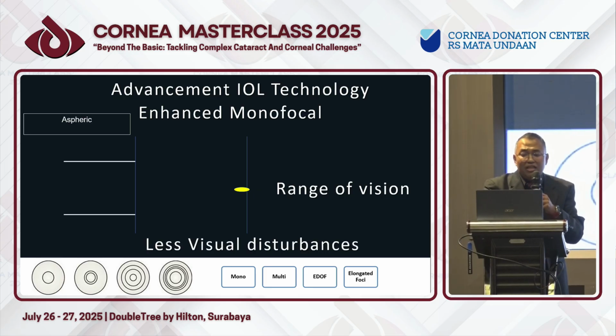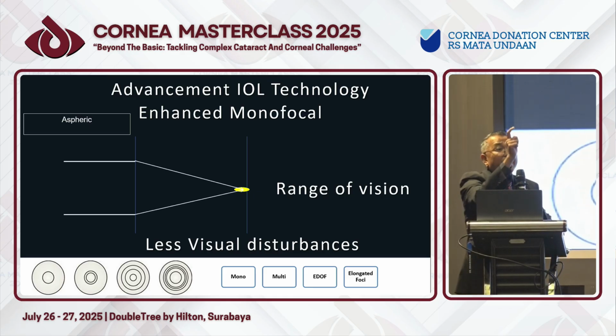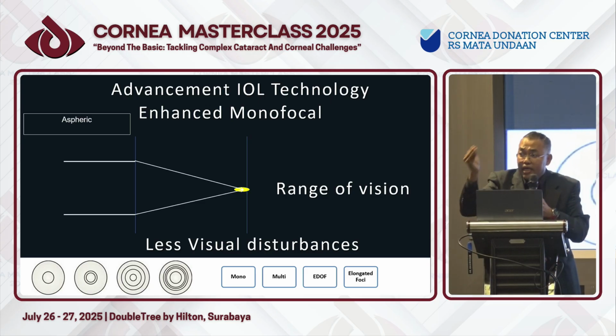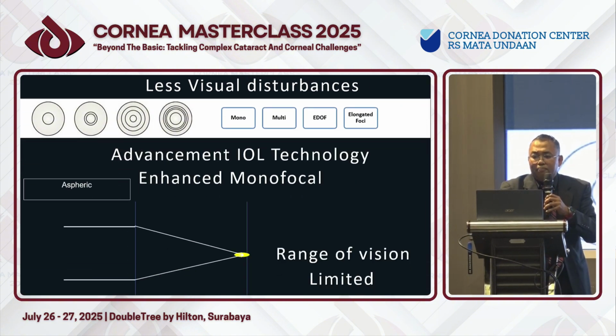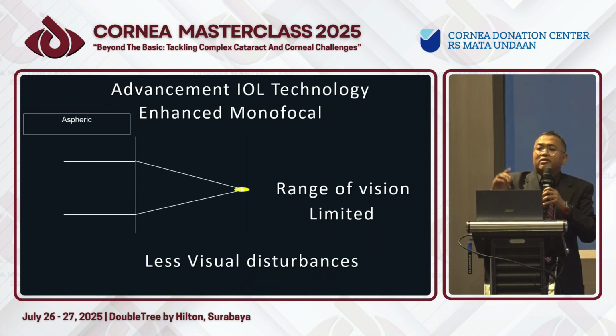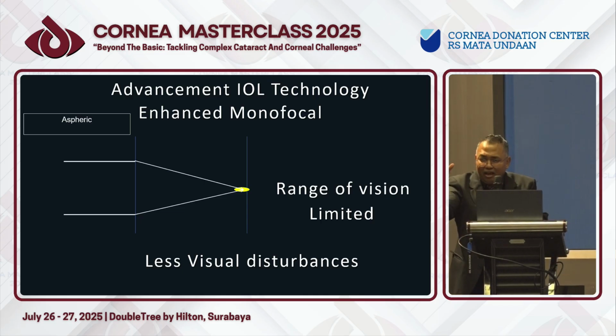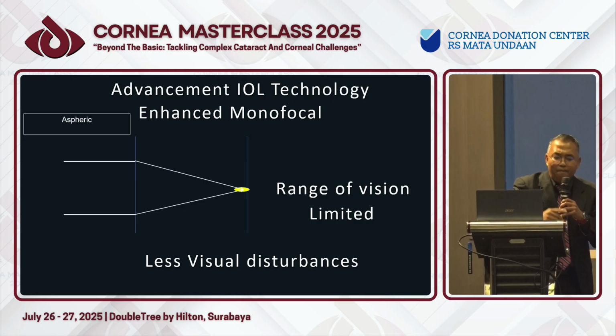It definitely has less visual disturbance because you don't have multifocality. And with that, people use aspheric technology. We don't have time to talk about it. We use aspheric technology for you to have an extended range of vision. That's the reason you still have that depth. You can still elongate that focus. But the issue with that is you don't have the full range of vision.